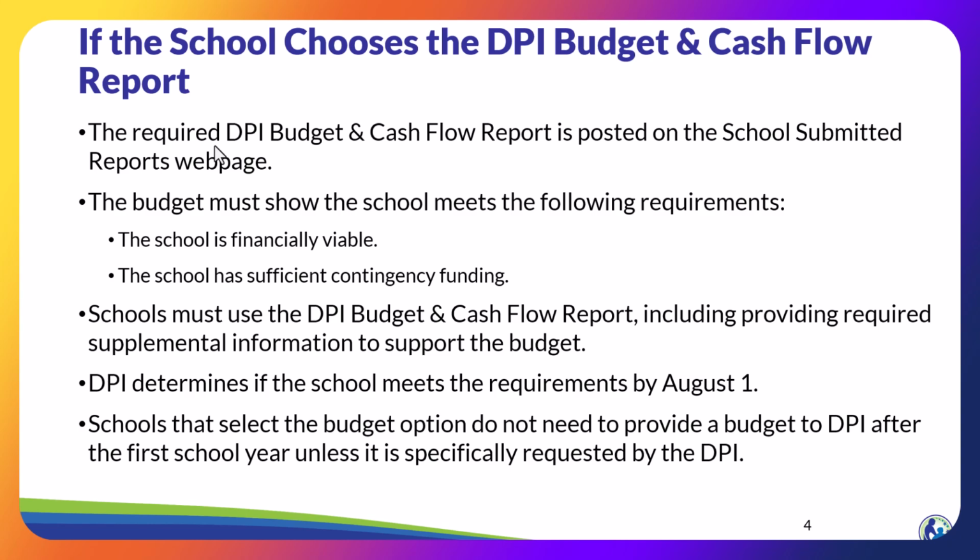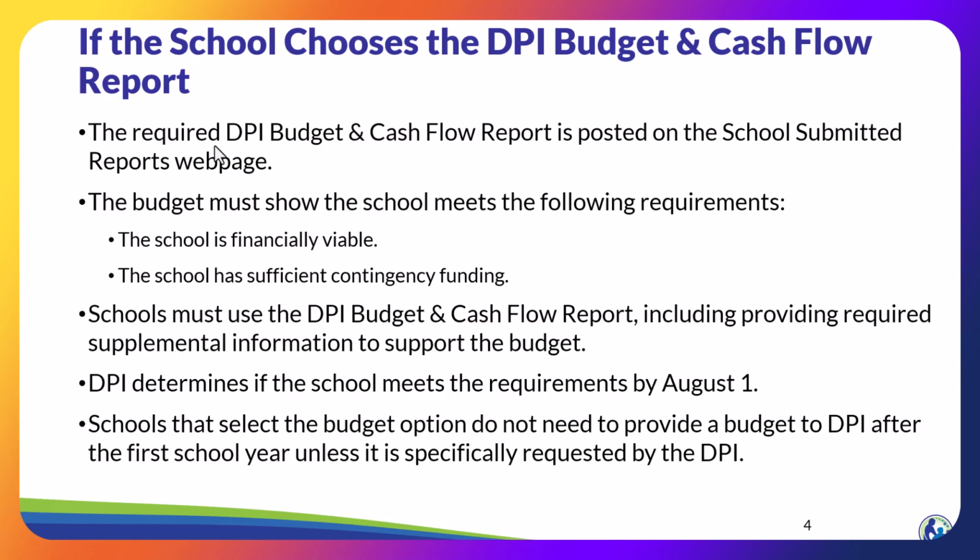We will now discuss the DPI budget and cash flow report option. Schools that choose the budget option must provide a budget that shows the school is financially viable and that the school has sufficient contingency funding. Financially viable means that the school is able to pay for goods and services, make debt service payments, and pay other obligations as they become due.